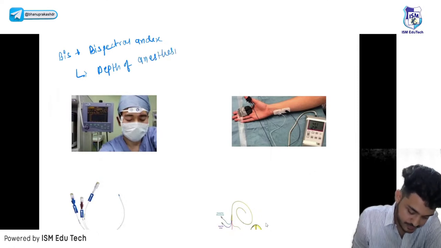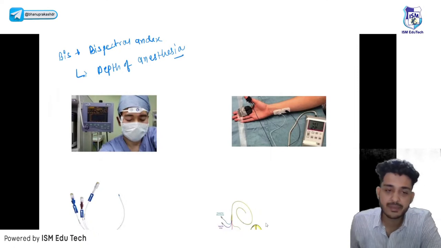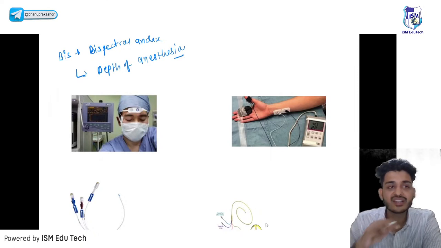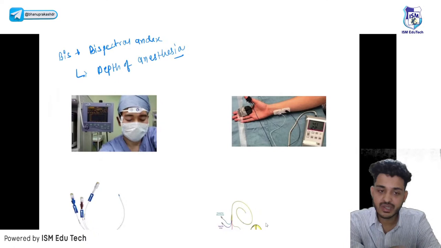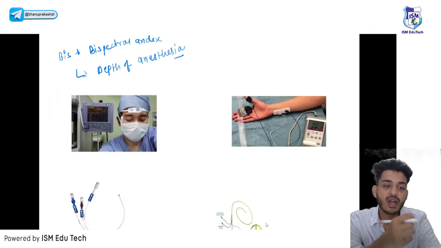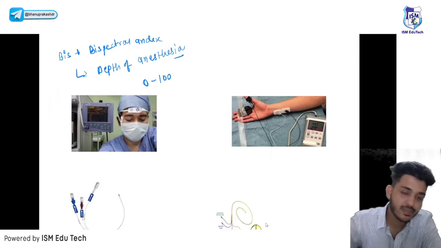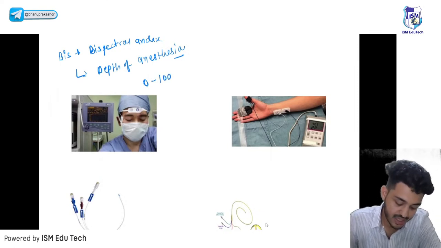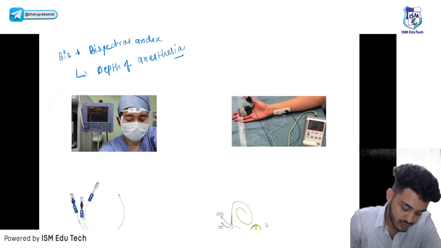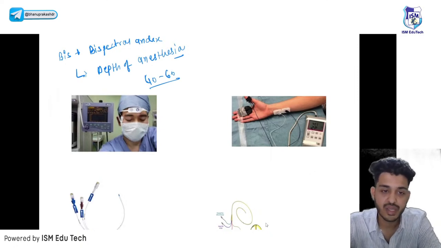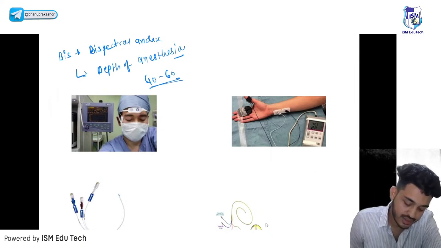Depth of anesthesia. This will be telling about the depth of anesthesia. For example, someone is lying, our patient will be lying. Now what we need to do? We will see the levels. There will be levels in the BIS from 0 to 100. We need to maintain levels of 40 to 60 for adequate anesthesia. That will be telling about the depth of anesthesia.